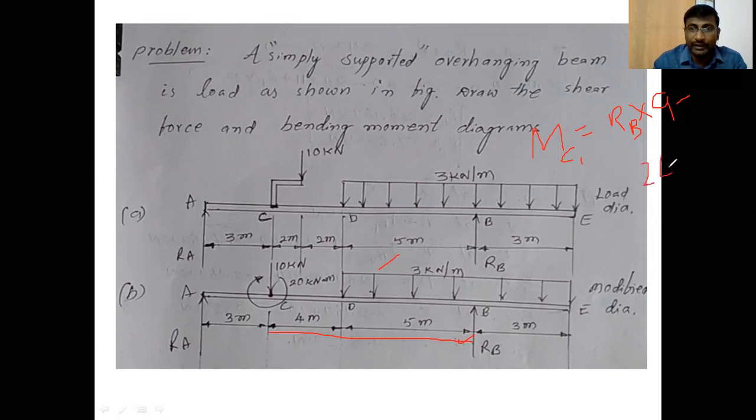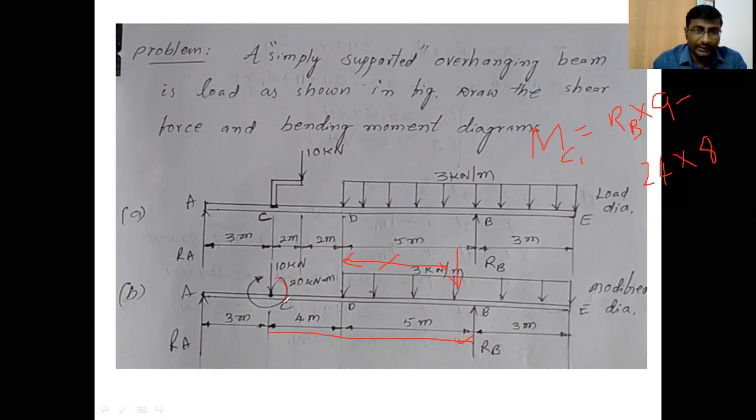The 24 kilonewton load is acting at how much distance from point C? It is acting at the center of the UDL. That means this distance is 4 meters. So 4 plus 4, 8 meters; it is acting at a distance of 8 meters from point C. So RB into 9 minus 24 into 8, then we can get the bending moment. The 10 kilonewtons is also there, but it is passing through C. Therefore, there is no perpendicular distance, 0 perpendicular distance. Therefore, the bending moment developed at point C due to the 10 kilonewtons is 0.